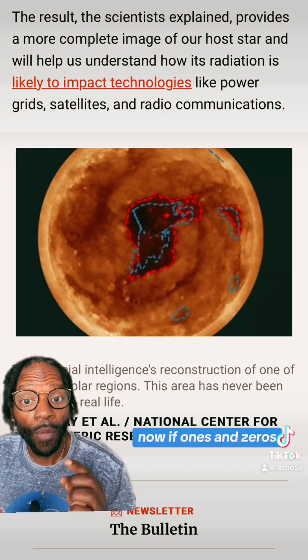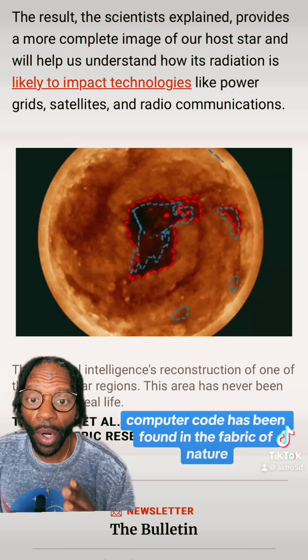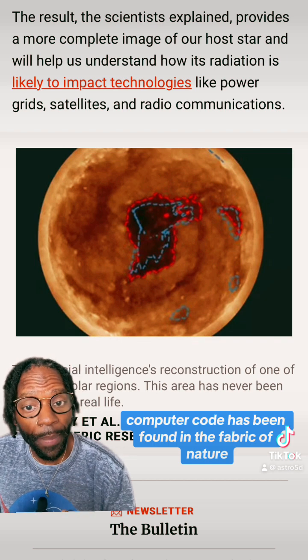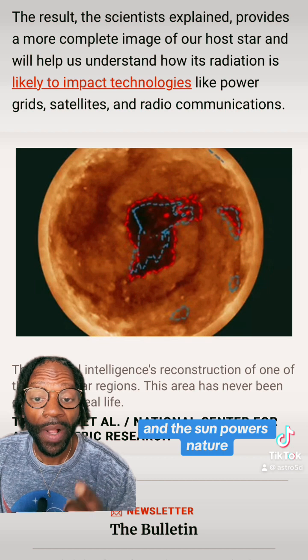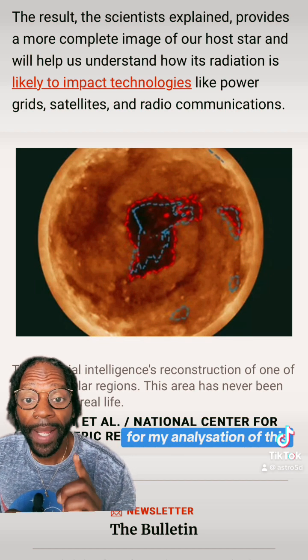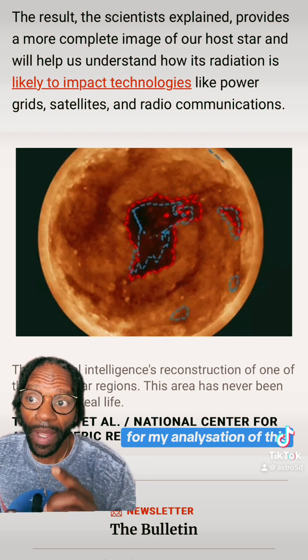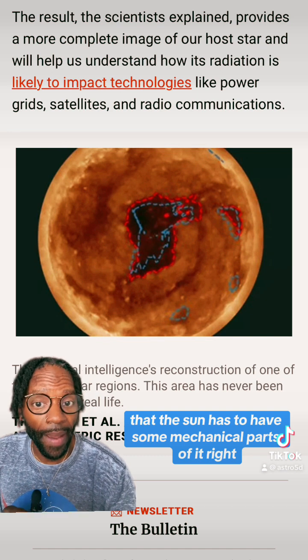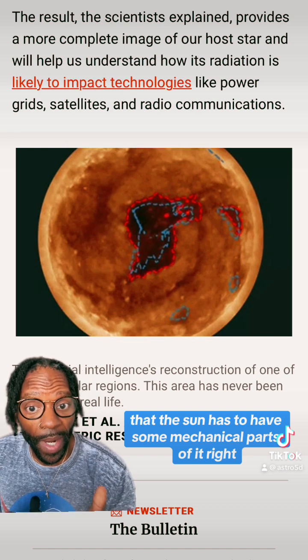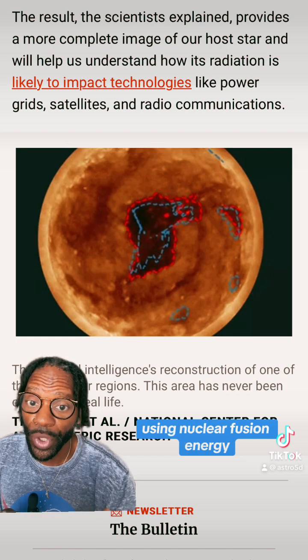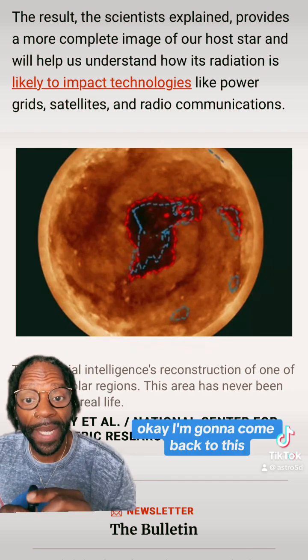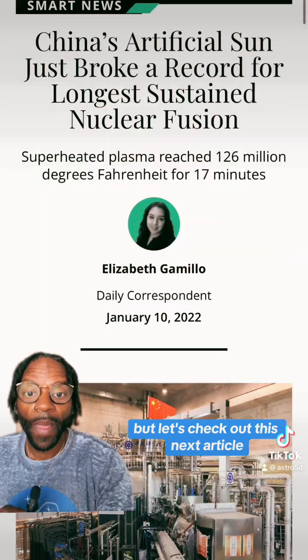Now, if ones and zeros computer code has been found in the fabric of nature and the sun powers nature, this would mean, from my analysis of this, that the sun has to have some mechanical parts to it, right? Because it's a fusion reactor using nuclear fusion energy. Okay, I'm going to come back to this, but let's check out this next article.